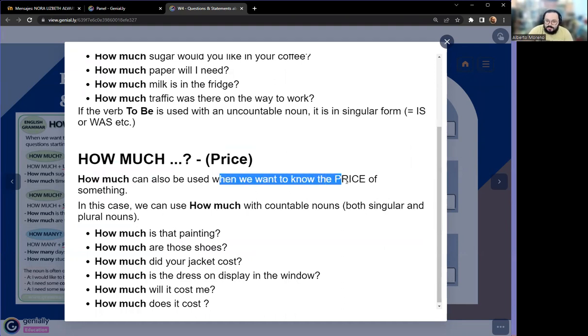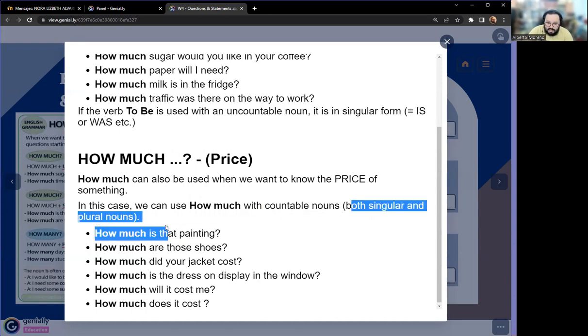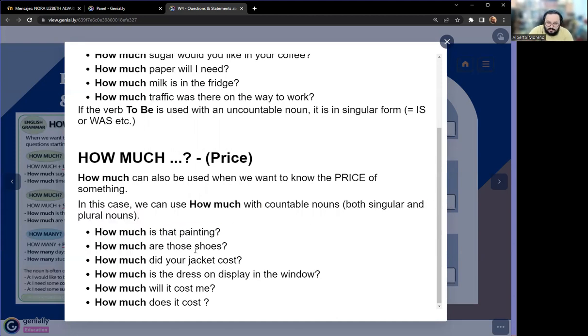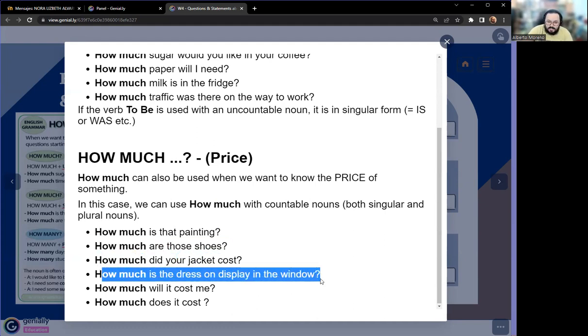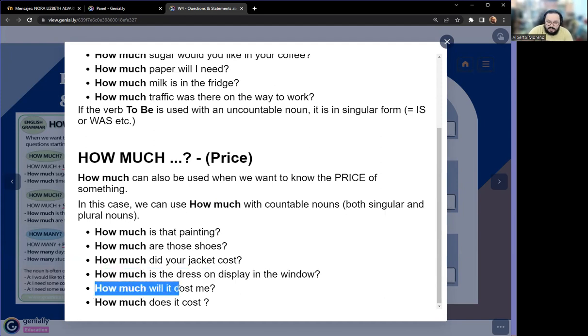Okay. Now, if we use how much to ask for a price, there is another rule. It says how much can also be used when we want to know the price of something. In this case, we can use how much with countable nouns, both singular and plural, and also with uncountable nouns. So, for example, how much is that painting? How much are those shoes? How much did your jacket cost? How much is the dress on display in the window? How much will it cost me? And how much does it cost?